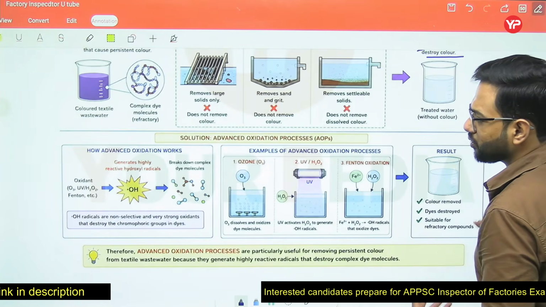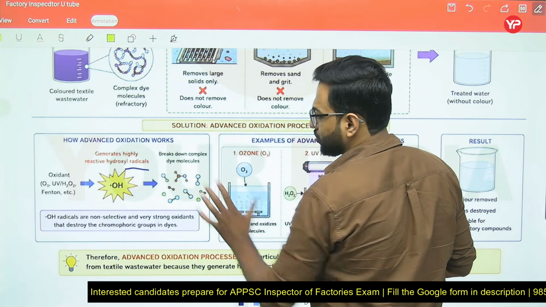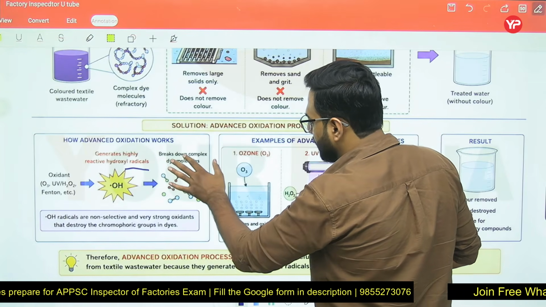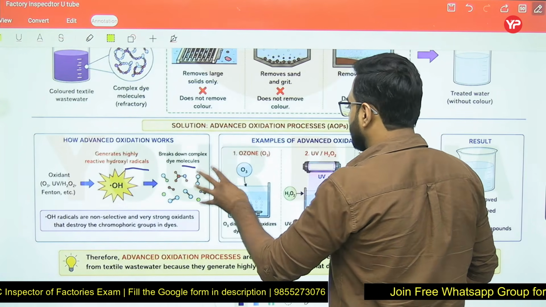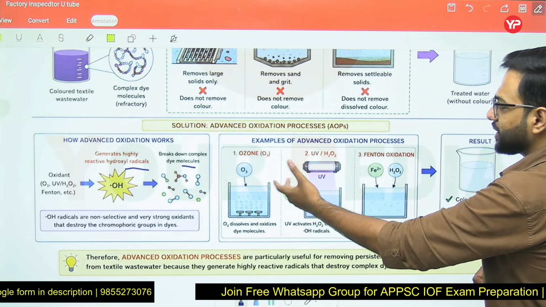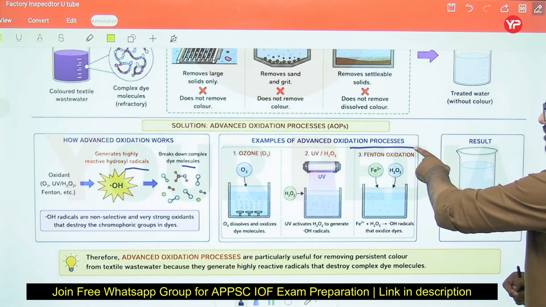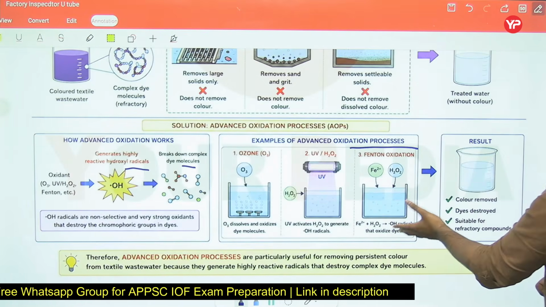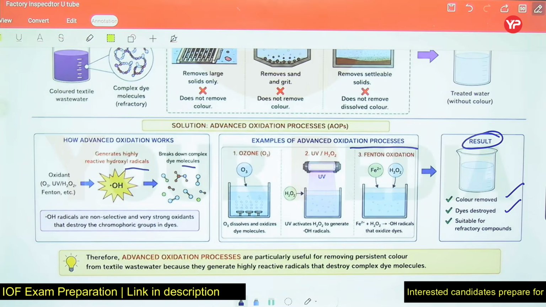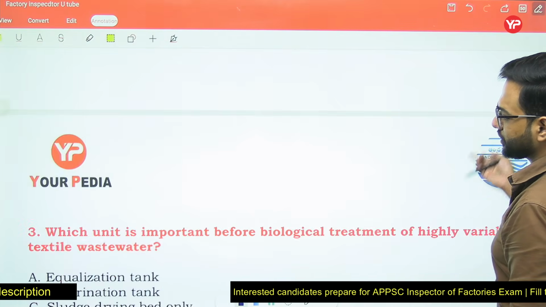So how does this advanced oxidation work? When advanced oxidation works, it will generate some reactive hydroxyl radicals, and when these radicals are generated in the water sample, they are going to break down complex dye molecules. By doing this, the substances which are responsible for the color are removed, right? Examples of advanced oxidation process are ozone, ultraviolet, Fenton oxidation, you can use that, right? And the results: color removed, dyes destroyed, suitable for refractory compounds.